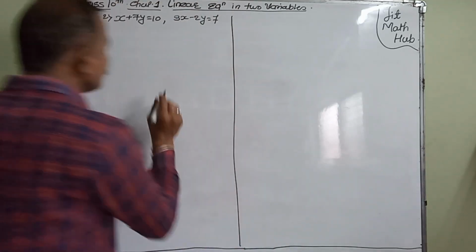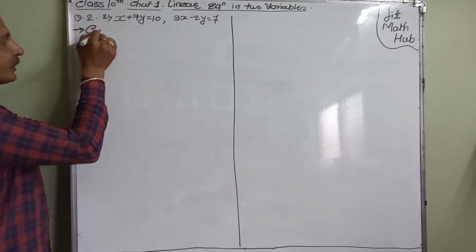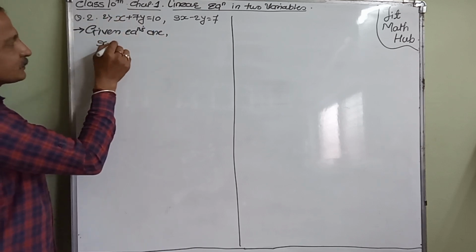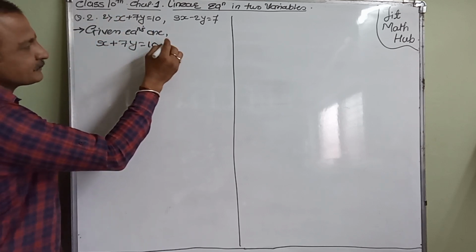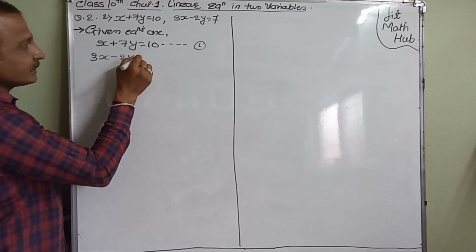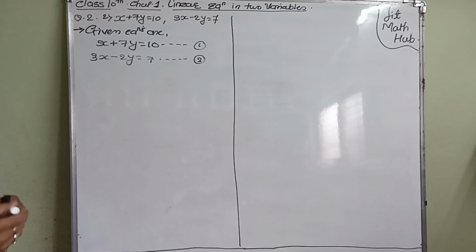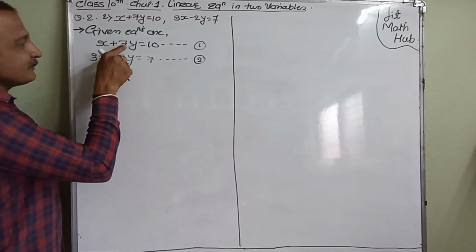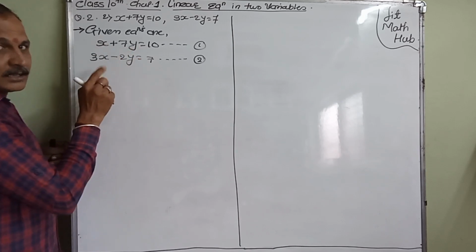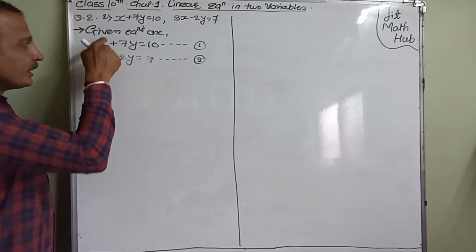Now we see that. First we write the given equations: x + 7y = 10, this is equation first, and 3x - 2y = 7, this is equation second. In the last two examples we eliminated y. Here it is simple to eliminate x, so we eliminate x.